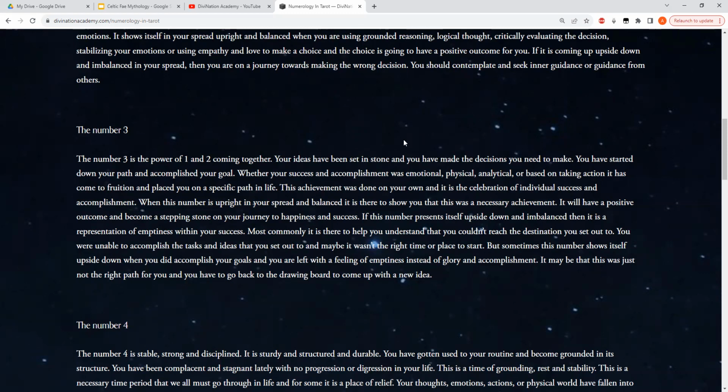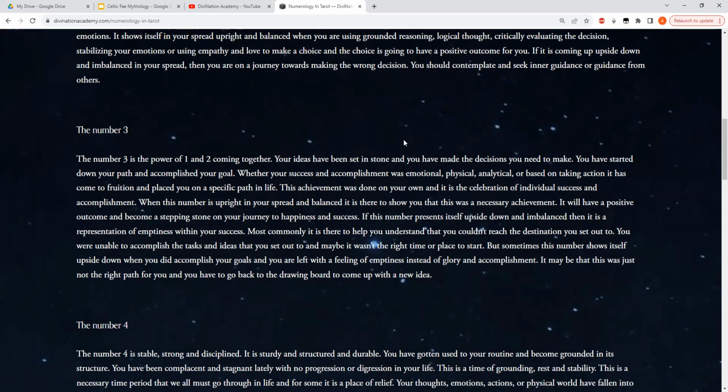And this is very important because the number 3 and the number 6 are going to be very similar numbers. The number 3 represents self-accomplishment, a goal that you completed on your own, a journey that you completed on your own, whereas the number 6 also represents accomplishment and goal, like accomplishing your goals. But the number 6 is group accomplishment. It is something that you accomplished alongside a huge group of people. So number 3 is self-accomplishment.